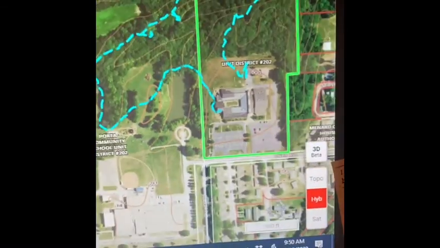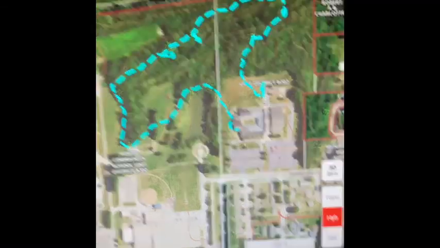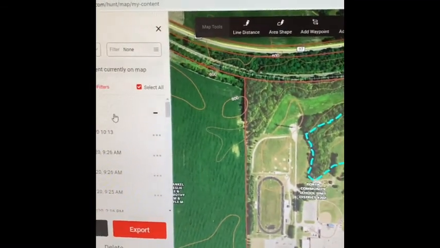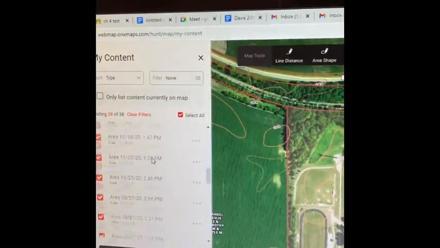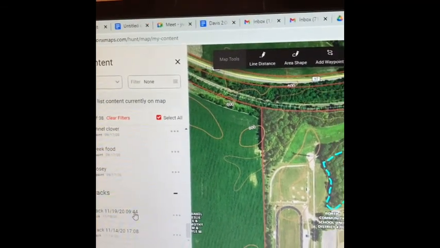Now, I can look and see how far I walked on my content. Okay, I've got to find my track somewhere. There, tracks.